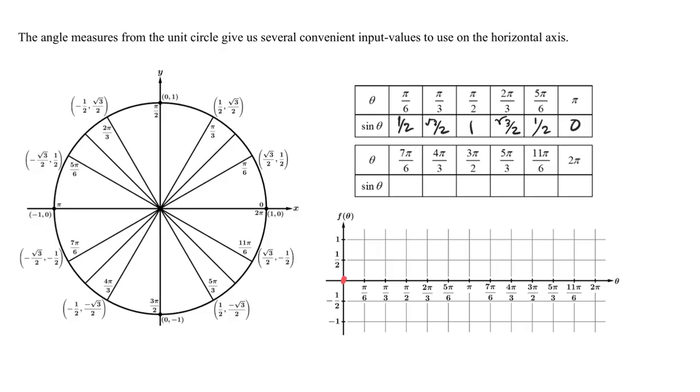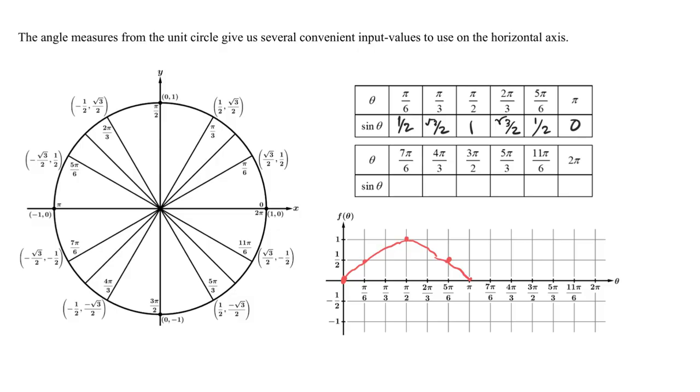So pi over 6 is 1/2. I'm going to skip pi over 3 for a second because I don't really know exactly where it goes, but I know it goes up there. I'm going to skip the pi over 3's for now. I'll come back to them. Pi over 6 was easy to graph. And then pi is back here. So I already know my graph does this kind of thing for that first part, right?